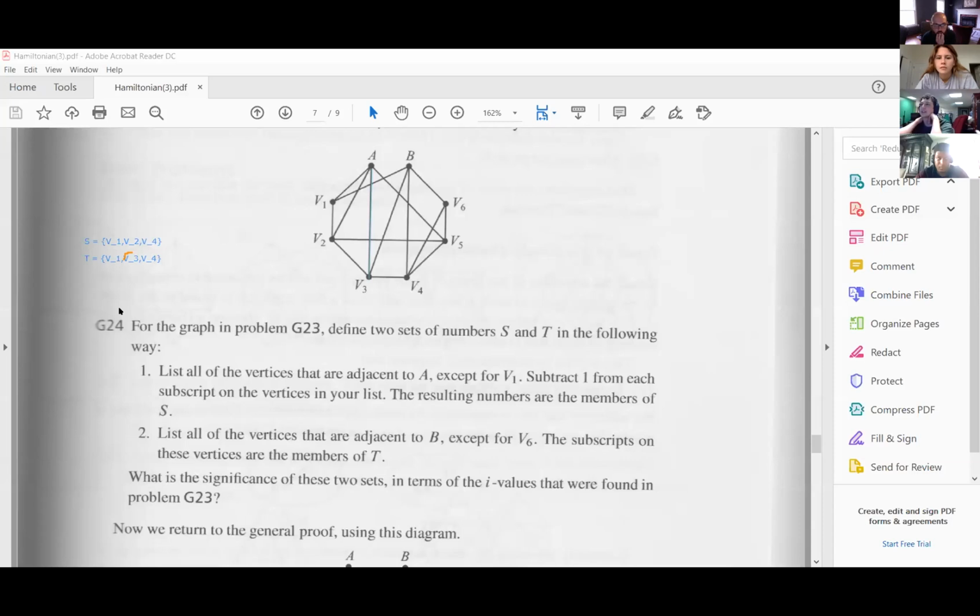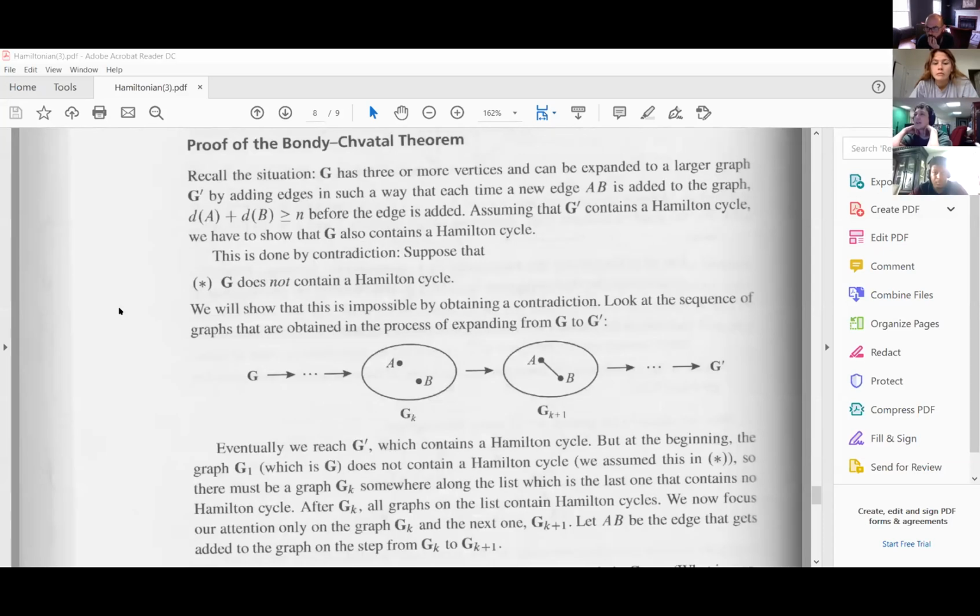Before the edge is added. Assuming that G prime contains a Hamilton cycle, we have to show that G also contains a Hamilton cycle. This is done by contradiction. Suppose that G does not contain a Hamilton cycle.